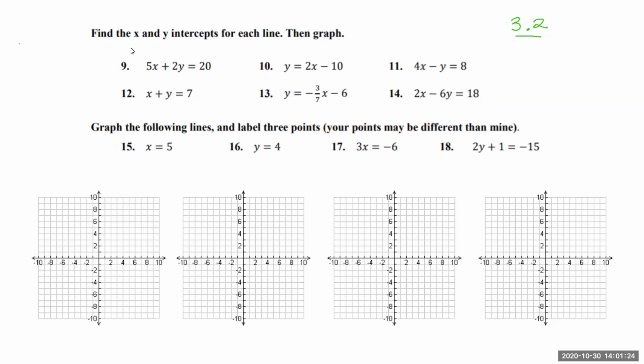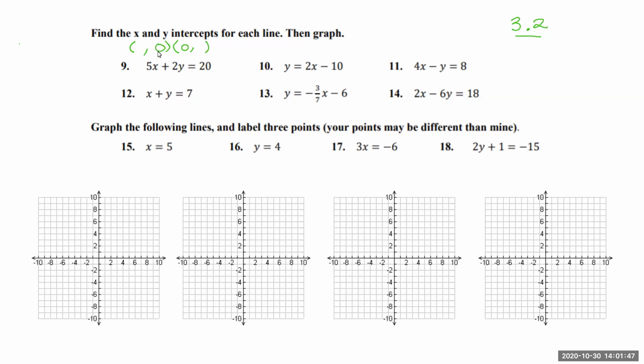To find the X and Y intercepts, all we have to do is put zeros in the right places. When we want to find the X intercept, we put in 0 for Y, and when we want to find the Y intercept, we put in 0 for X. We're going to use these for the next 6 problems, just plugging in 0 where they're meant to be.